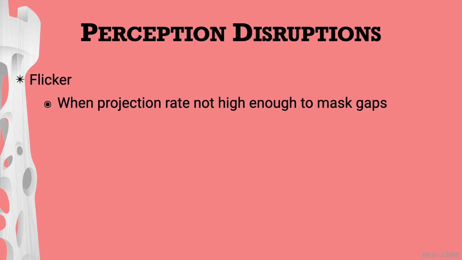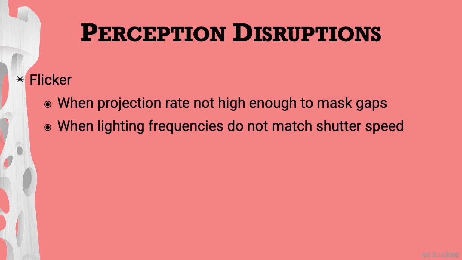In cameras, flicker can also result from mismatched lighting frequencies, like shooting under fluorescent lights with a shutter speed that clashes with the bulb's flicker rate. Other disruptions include strobing, ghosting, and banding, each caused by different mismatches in timing, exposure, or playback. These disruptions remind us that cinema is built on rhythm, timing, and the delicate choreography of light.